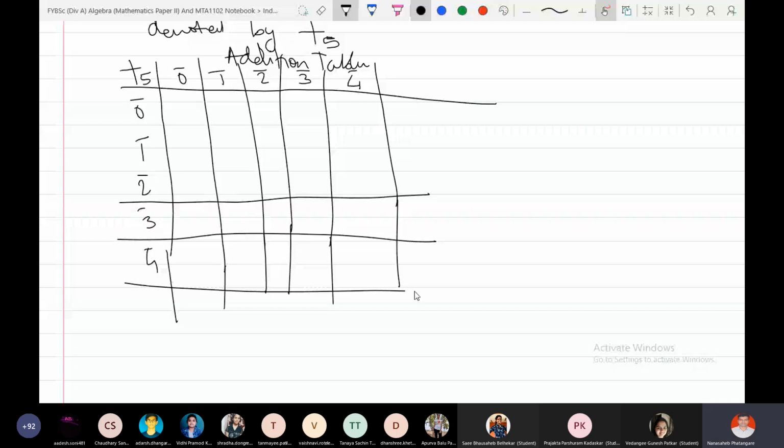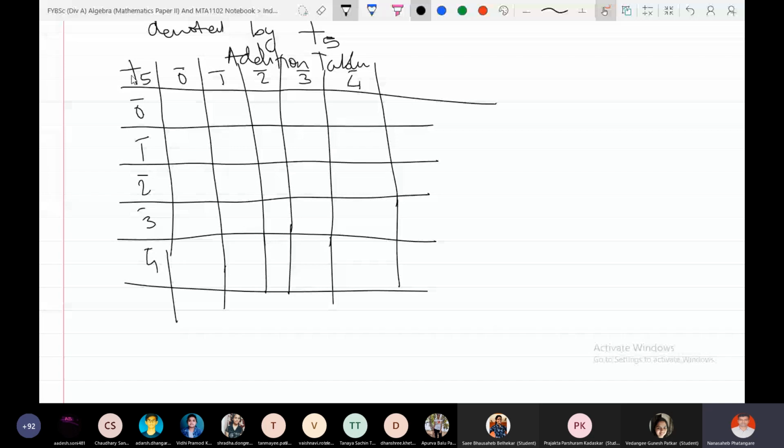Okay, so now I want to add 0 with 0. So what is 0 plus 0? This is my operation, addition modulo 5. What is the class sum of these two classes? Class of 0. What is the class of 0 plus class of 1? Do you understand? It is 1 bar, then 2 bar, 3 bar, 4 bar. Here also 1 bar, 2 bar, 3 bar, 4 bar, and 0 bar. Can you fill the remaining boxes?